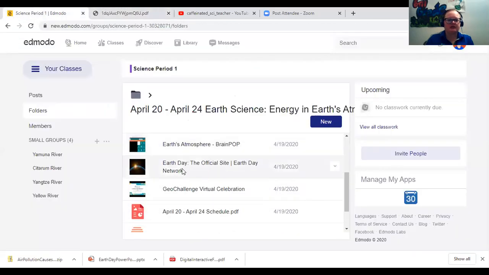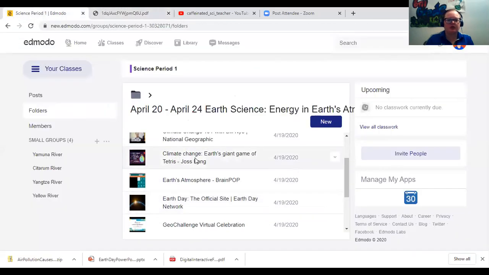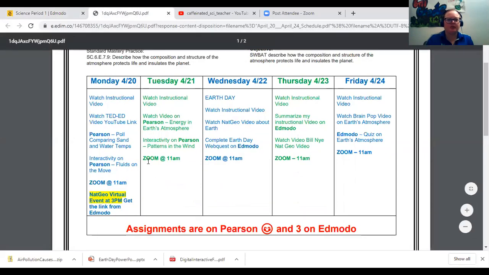It's this one where it says climate change. The one about Tetris is the TED Ed one. You're going to do a Pearson. You have two assignments on Pearson. The first one is a simple little poll, and the second one is a quick interactive activity. Zoom at 11, Nat Geo virtual event at 3 via YouTube. I'm going to post the link again on Edmodo for you guys as well.